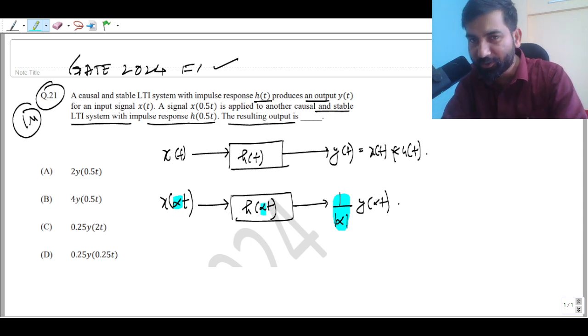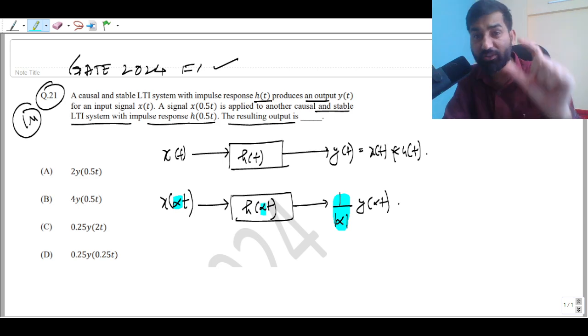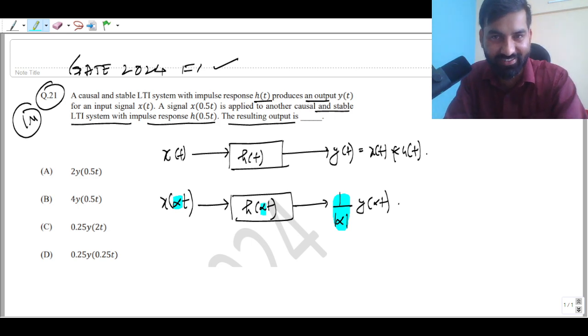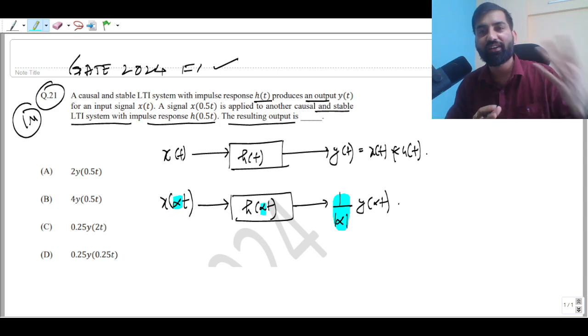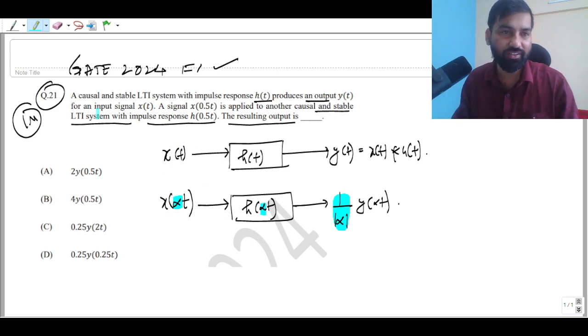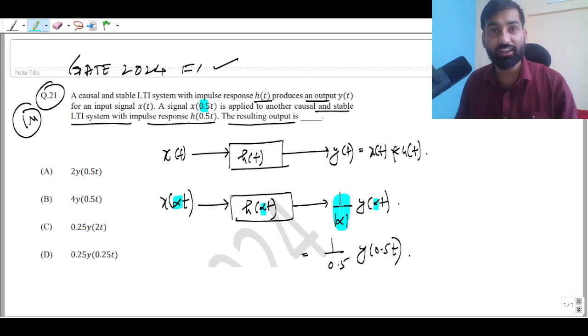Why are we including this? As we know, the area of the output is the product of the area of the input and the area of the impulse response. So 1 by alpha is going to adjust the area, that's it. Now the alpha they have given is 0.5. So your output is going to be 1 by 0.5 times y of 0.5 t. There is alpha in each place, but only 1 by alpha you have to take care of. So 1 by 0.5 means 2 times y of 0.5 t.